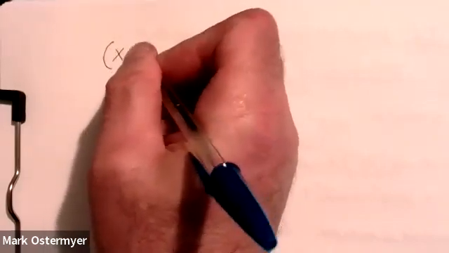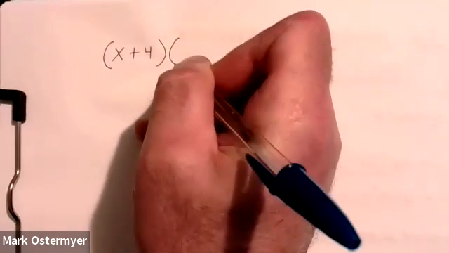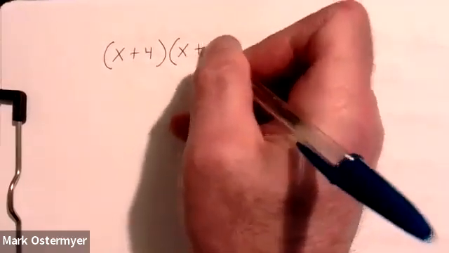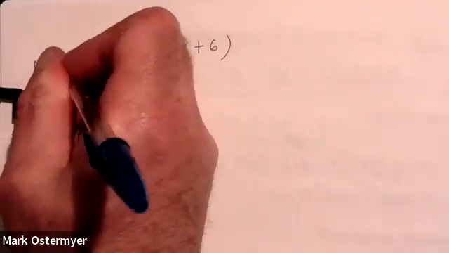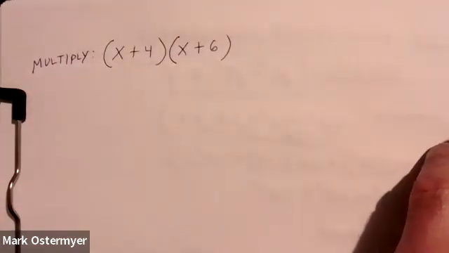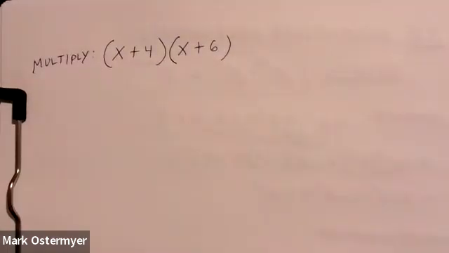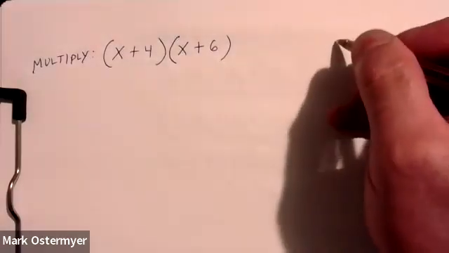Let's take a look now at how to multiply two binomials together. So if I want to take x plus 4 and multiply this binomial by another binomial, x plus 6, our job is to multiply these together. Now, there's many ways to show how to multiply binomials together. The most orthodox way that usually is illustrated in just about every algebra book you ever look at is called the FOIL method.